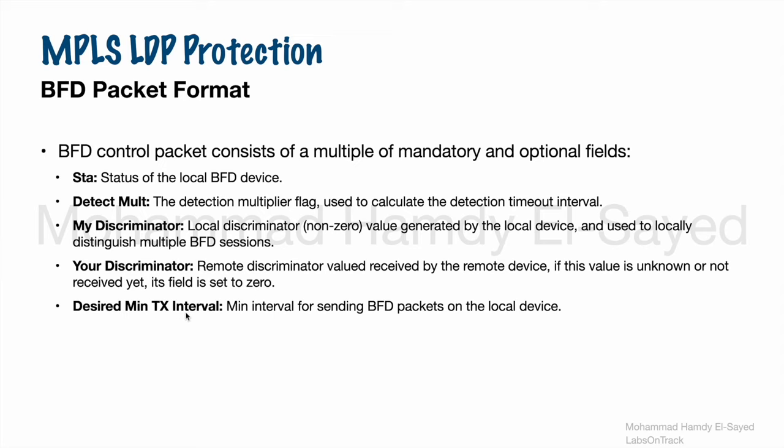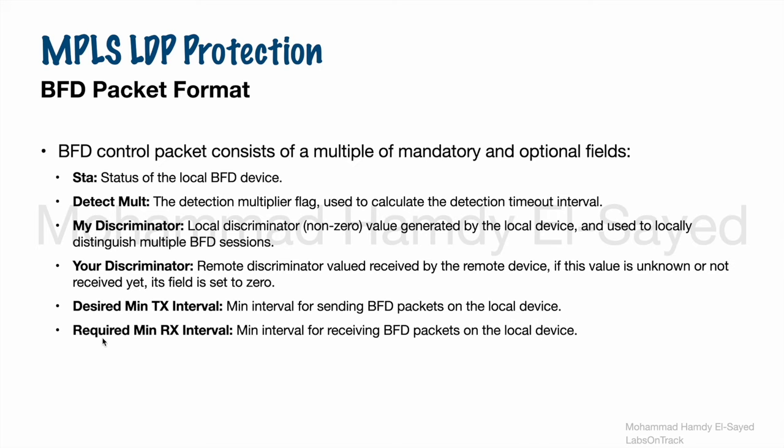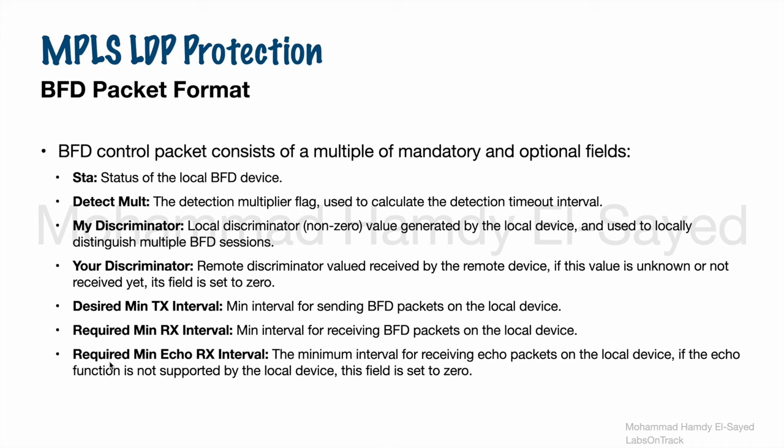Desired minimum TX interval is the minimum interval for sending BFD packets on the local device, the minimum TX locally. Required minimum RX interval is the minimum interval for receiving BFD packets on the local device, the minimum RX. Required minimum echo RX interval is the minimum interval for receiving echo packets on the local device. If the echo function is not supported by the local device, this field is set to zero.